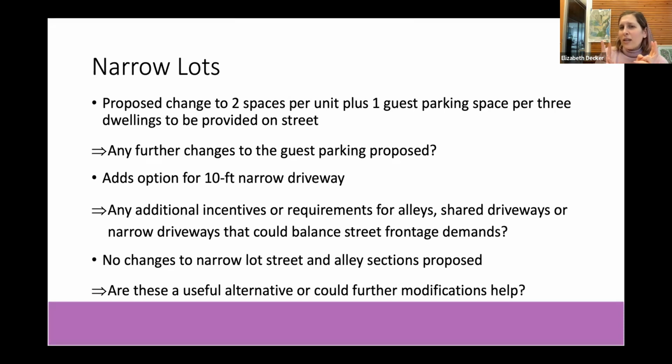But there's this desire for some overflow, some on-street parking or guest parking. So we're proposing to have 1 guest parking space per 3 dwellings that can be provided on the street. There's a couple of different options about what that looks like, with different parking bays and roadway configurations. Does that strike some kind of balance with the different needs we've seen discussed around this, or are there any other further changes you'd like to see?